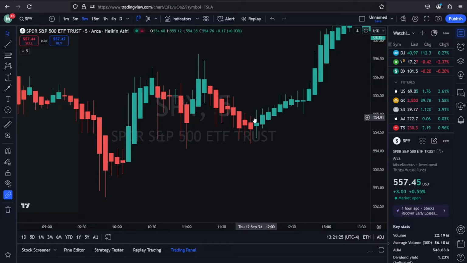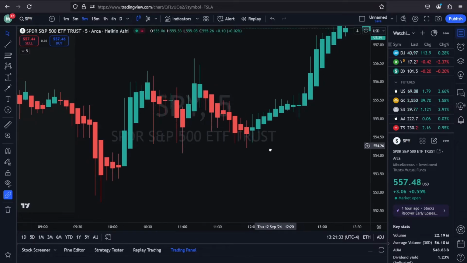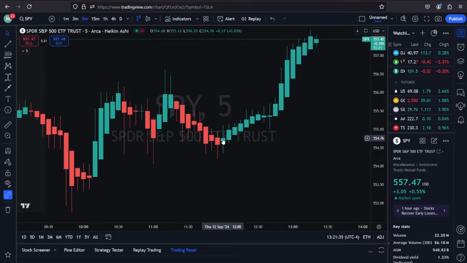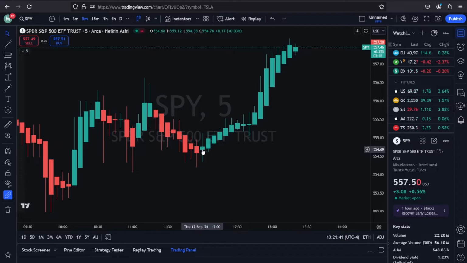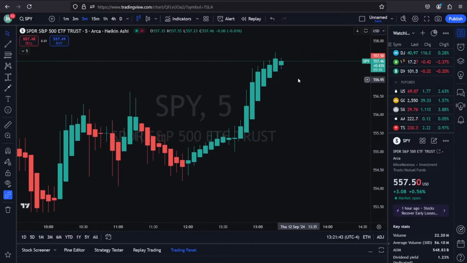And then we finally got that green one. When you get a green candle in Heikin Ashi after having several red repeats in a row, that is a pivot to the upside. Once we got this candle with two wicks on both sides, that's a pivot candle to the upside. Look what happened.